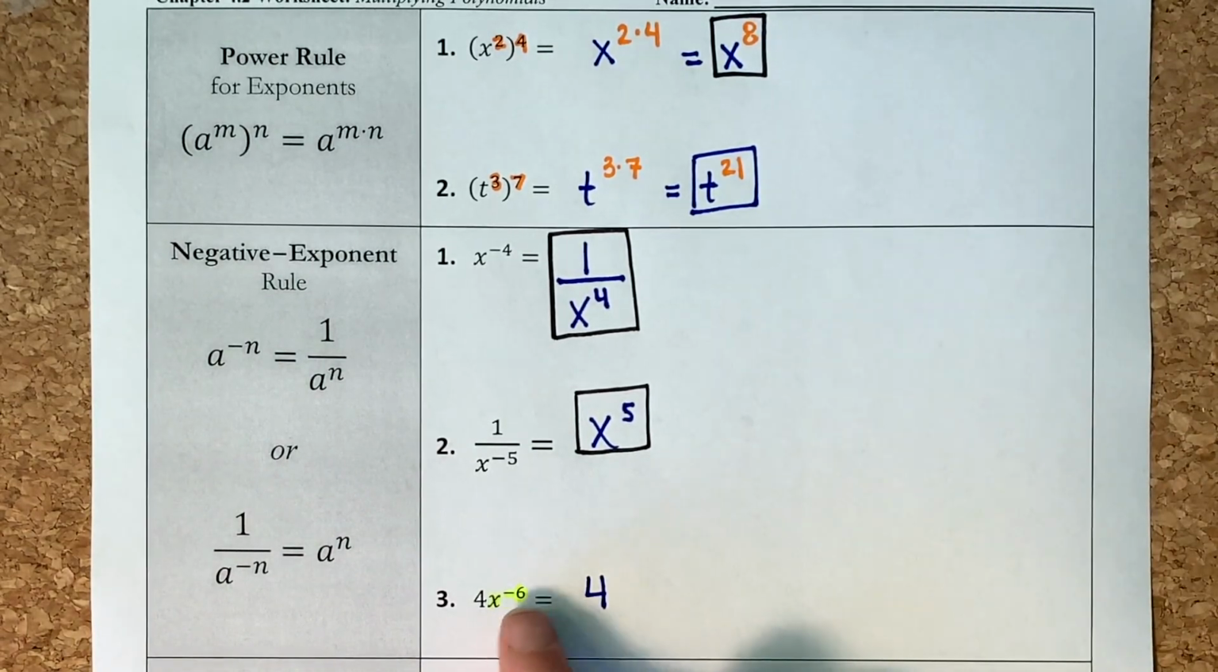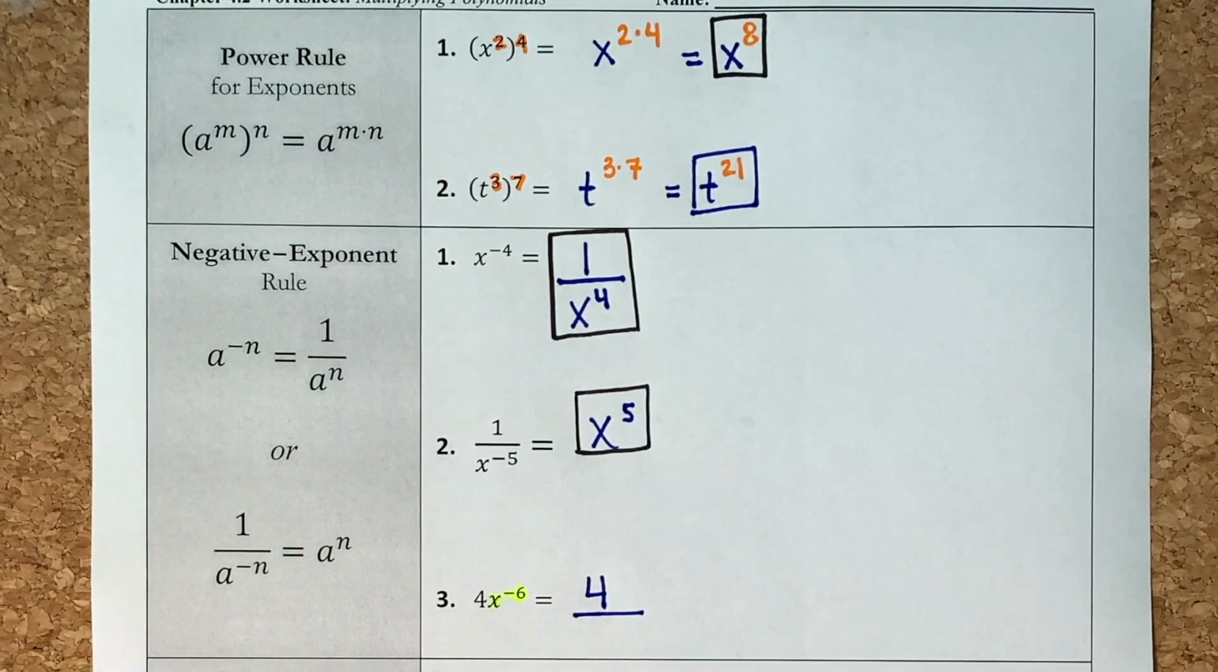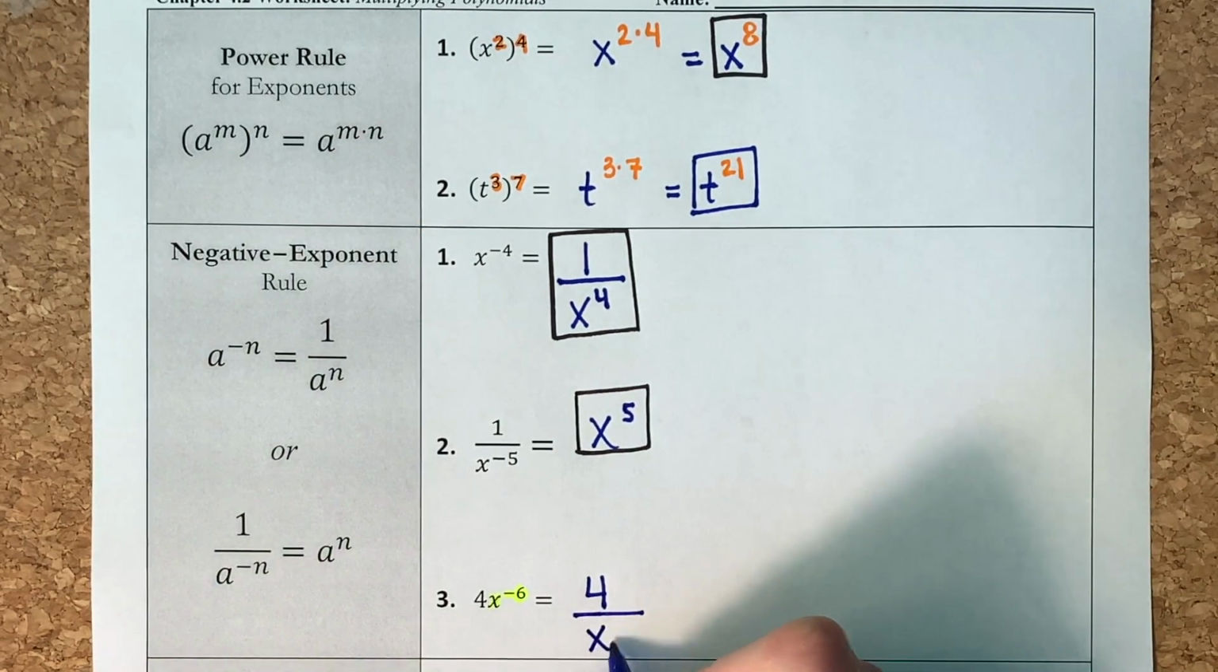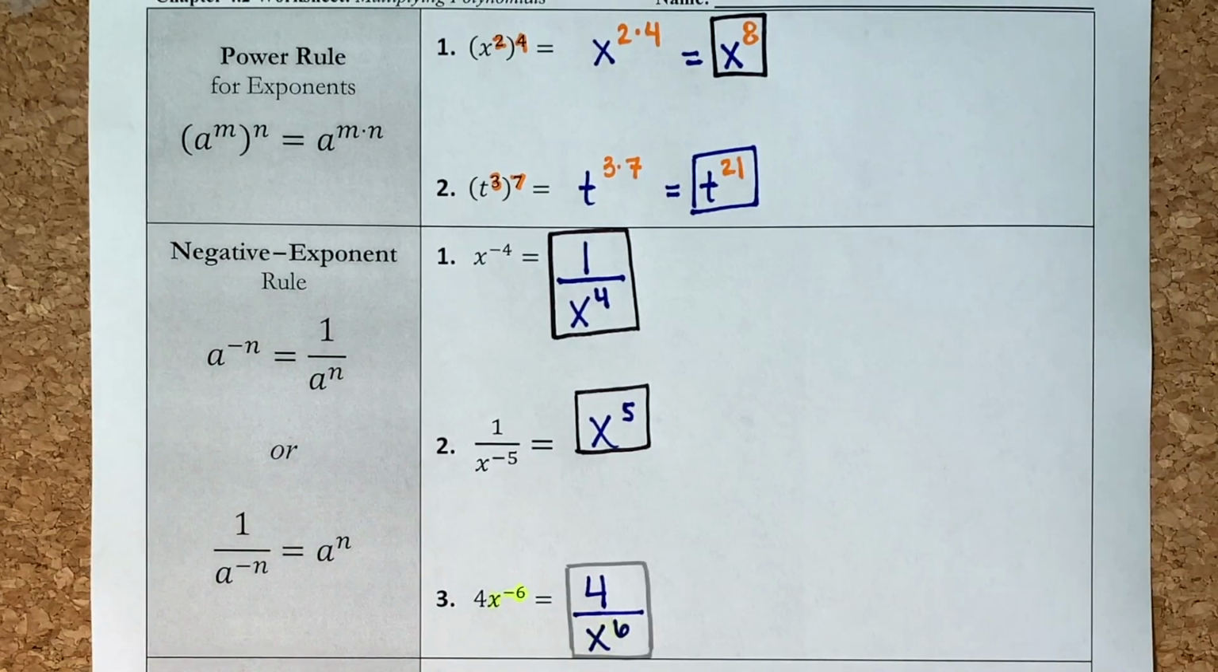But we have x raised to the negative 6, and we don't like to have negative exponents. So to fix that, let's pick up this x to the negative 6 and move it to the denominator, and that will make the exponent positive. So that leaves us with x to the positive 6 in the denominator.